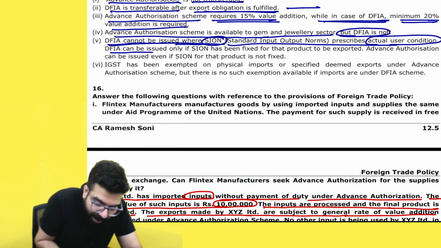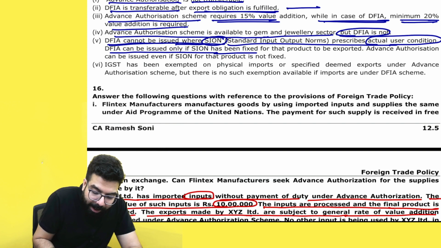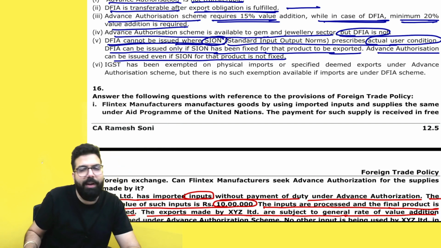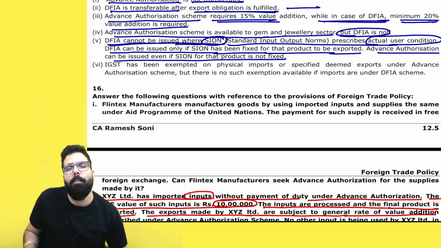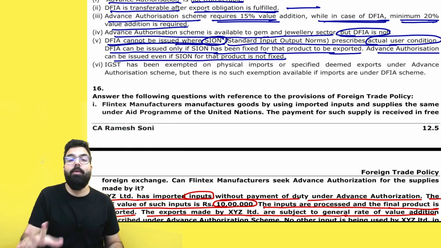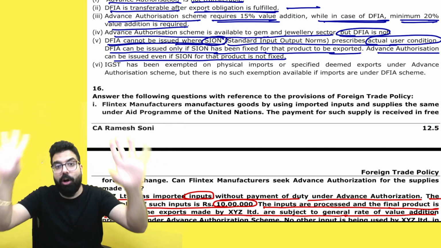Next, DFIA can be issued only if SION has been fixed for that product to be exported. Advance authorization can be issued even if SION is not fixed. Remember, in the standard input output norm book, only if SION has been fixed for a product can DFIA be given, but advance authorization can be given even if SION is not fixed.